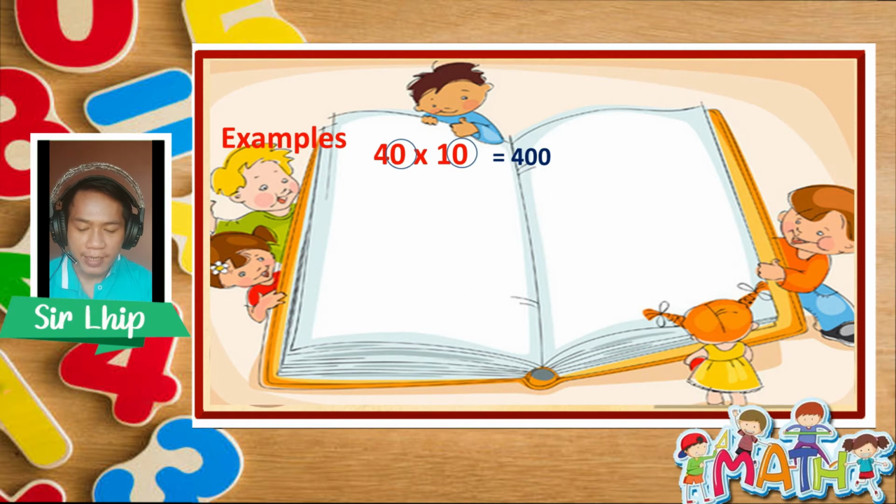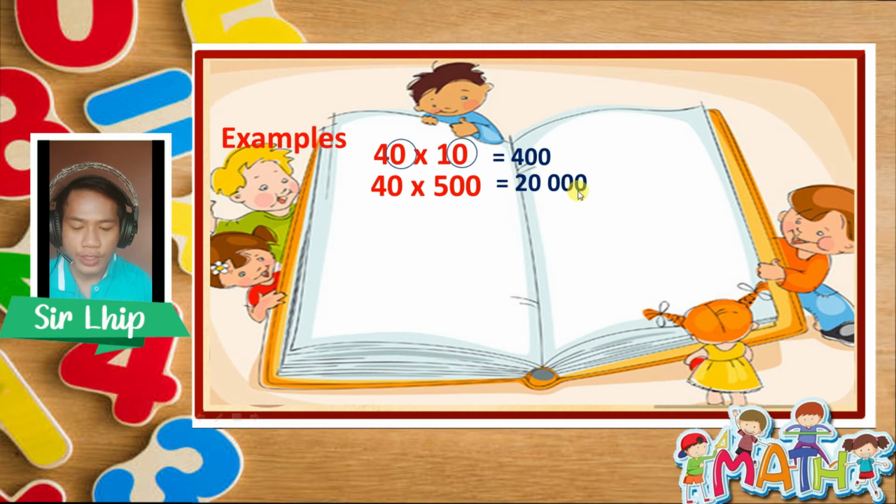40 times 500. Count all the zeros: 1, 2, 3. We have 3 zeros. Multiply 4 times 5 equals 20. Now the product is 20,000.